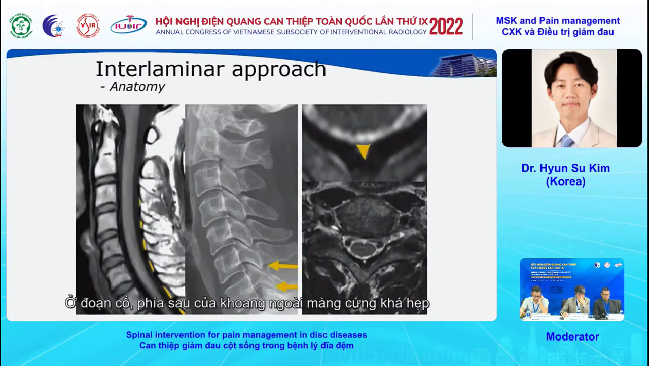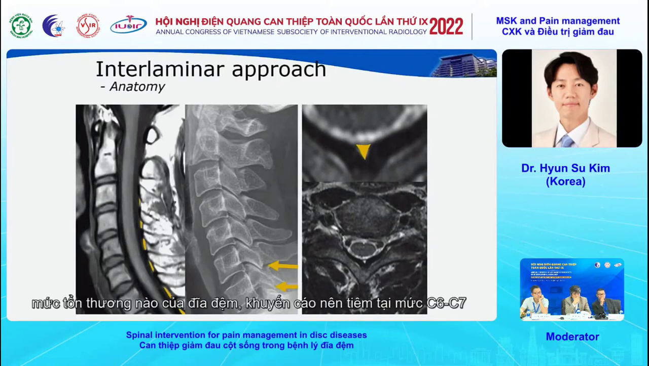The posterior epidural space is quite narrow in the cervical spine, thus the patient should flex his neck while in the prone position to widen this area. In addition, irrespective of the level of the diseased disc, it is recommended to perform this injection at the C6-7 or C7-T1 level, as the posterior epidural space is wide in this area.